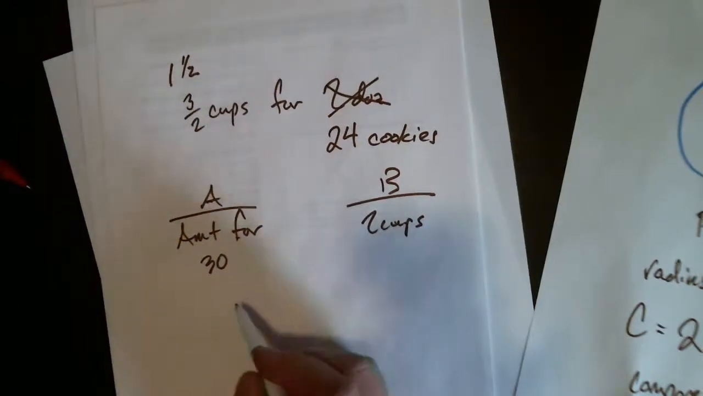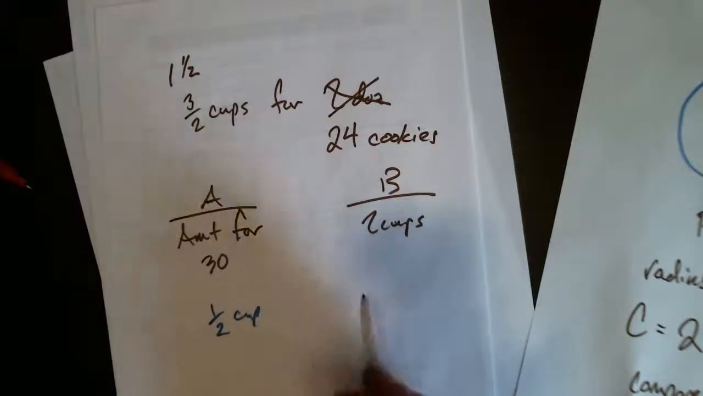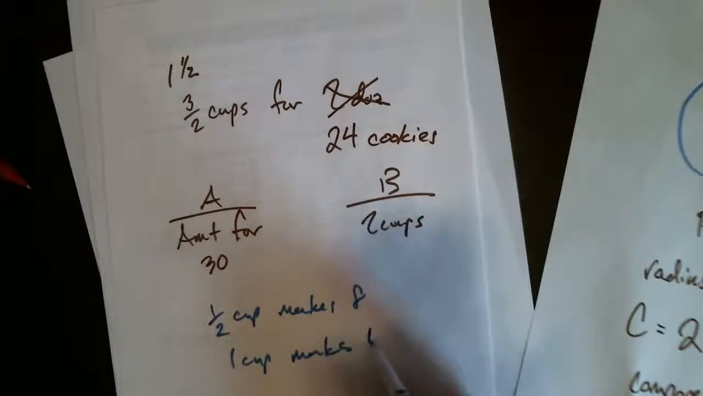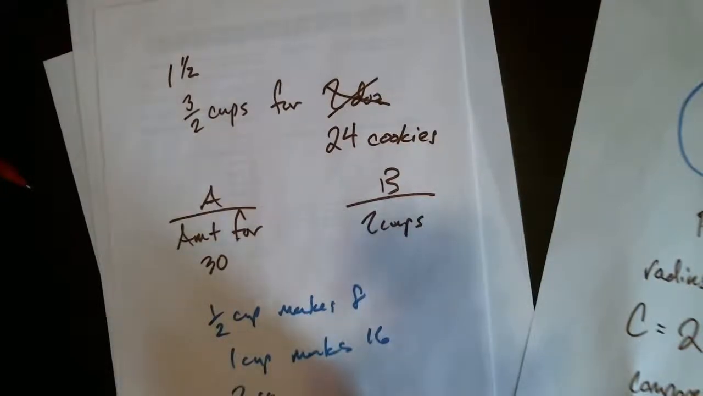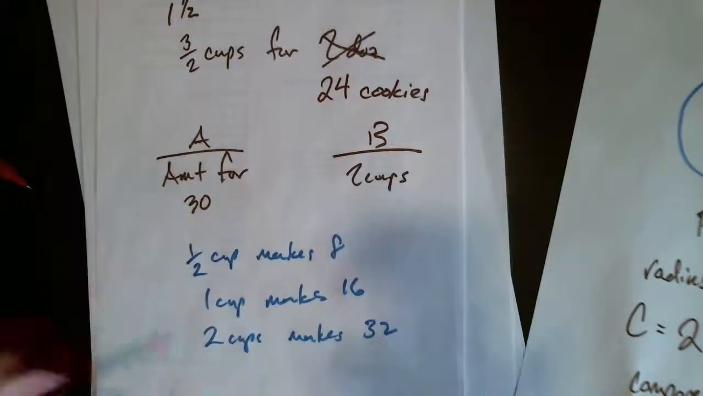So, yeah, 1/2 cup makes 8. 1 cup makes 16. 2 cups makes 32. Got it. And now we're at a spot that helps us answer the question.